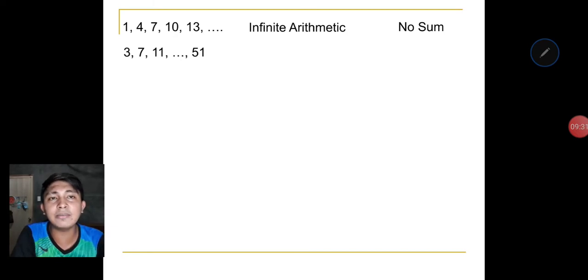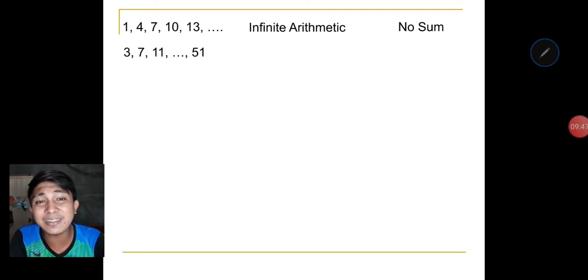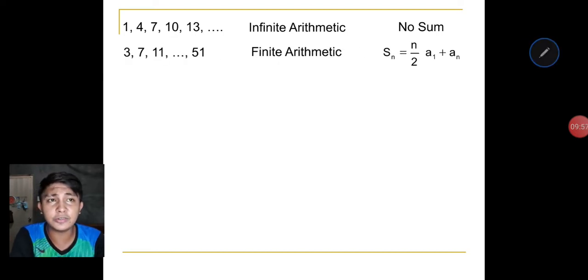Okay, 3, 7, 11, up to 51. So, the common difference is 4. 3 plus 4 is 7, 7 plus 4 is 11, so on and so forth. Since my ending is hanggang 51, my last term, we call that a finite arithmetic. Okay? So, could we find the sum? Yes, of course, by using the formula S sub n is equal to n over 2 times a1 plus an.